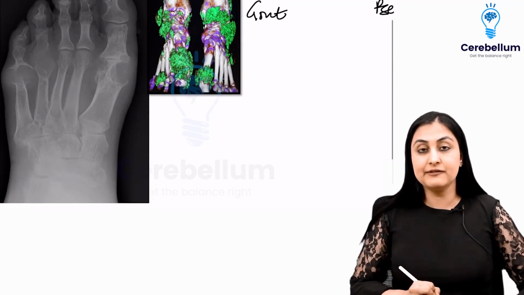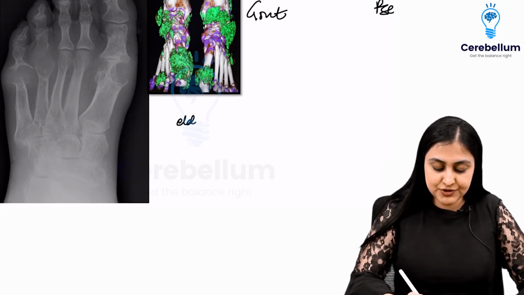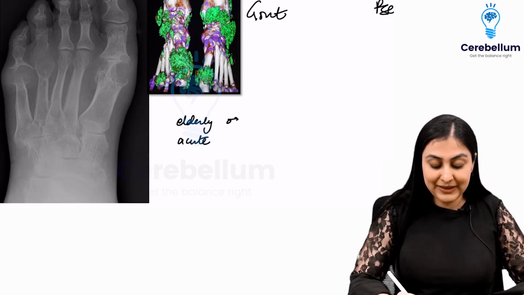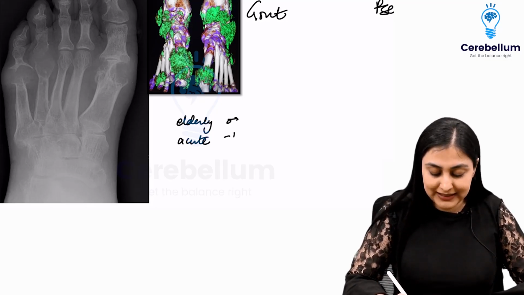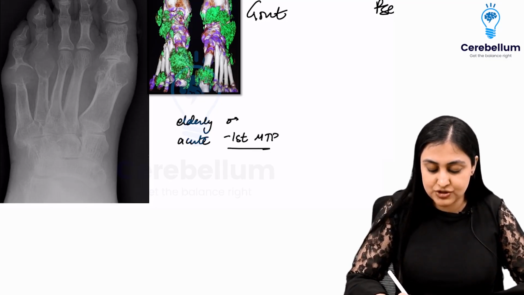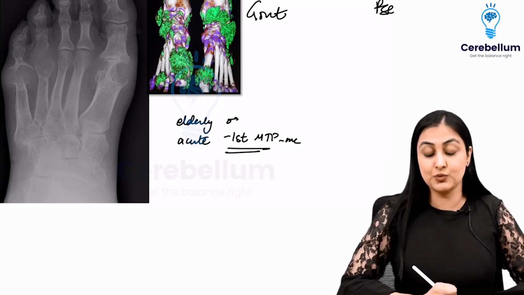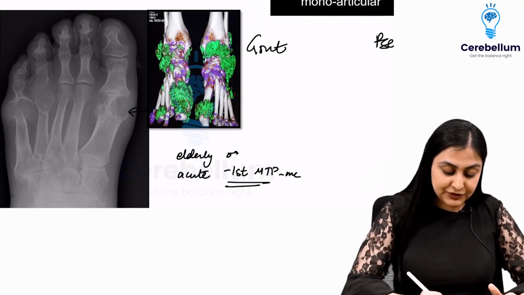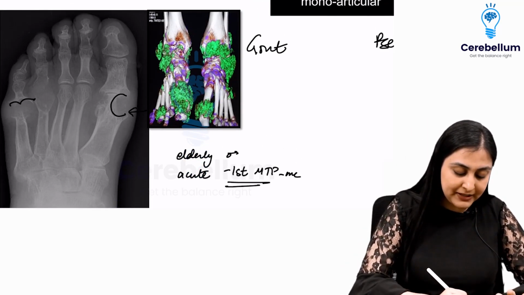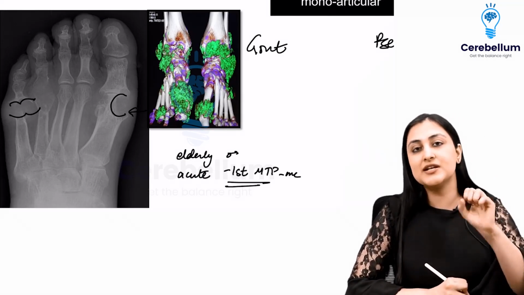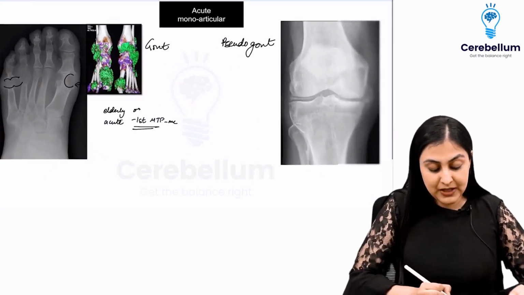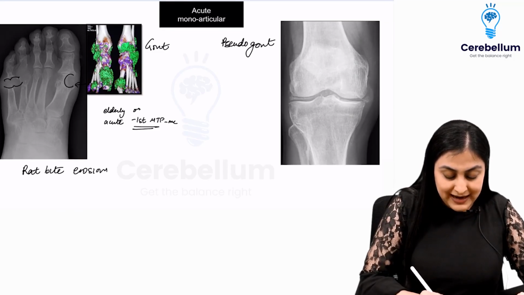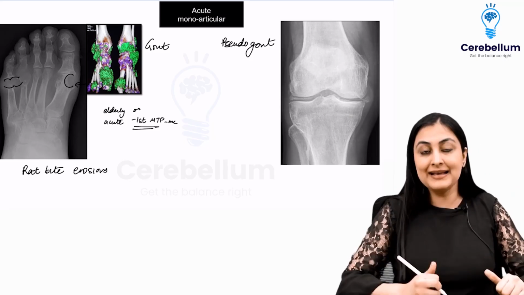In the first one, they'll give you the history that there's an elderly person, typically an elderly male, who's having this acute pain and redness and swelling in the first metatarsophalangeal joint. This is the most common joint to be involved. First metatarsophalangeal. A foot x-ray has been given and you can see how there are these big lytic lesions looking as if there is a rat bite which has happened. Okay, so this is what we call rat bite erosions. And you can see that there are these overhanging margins.